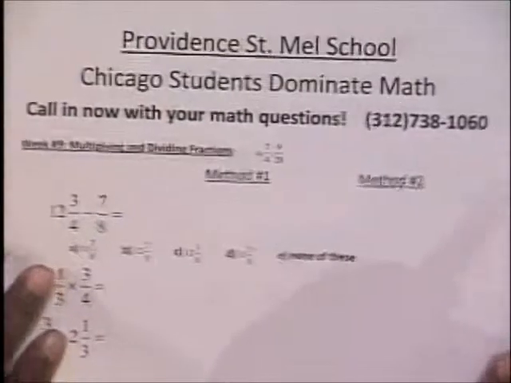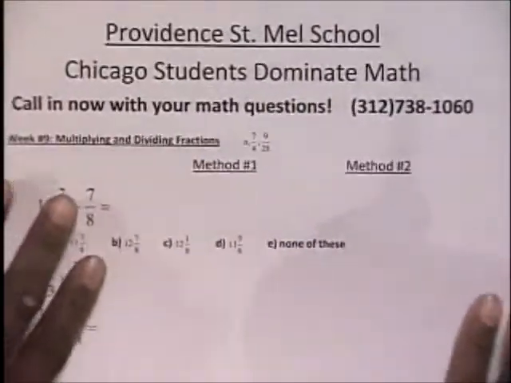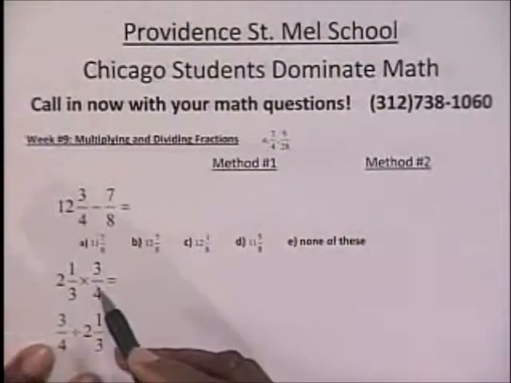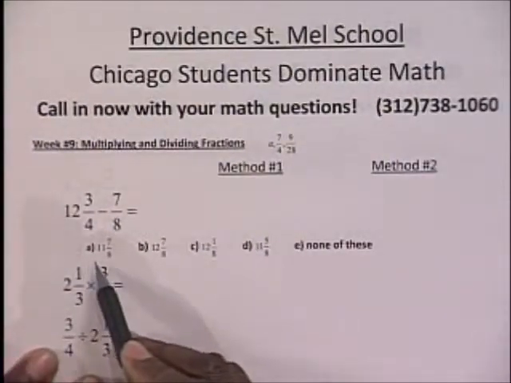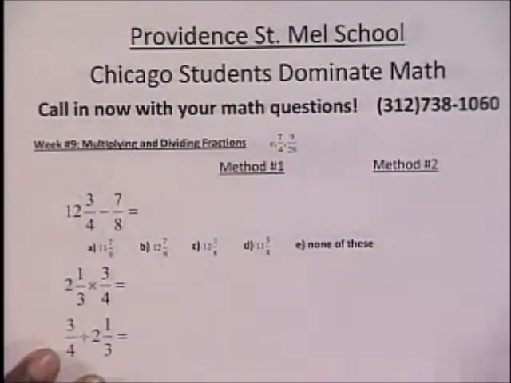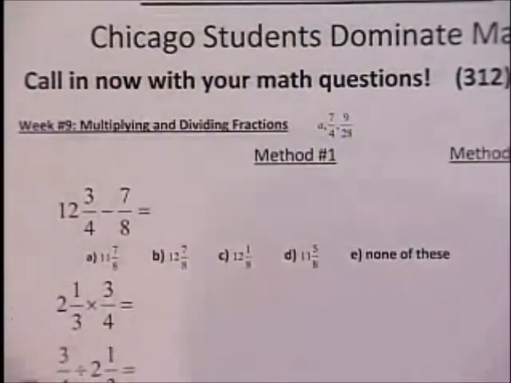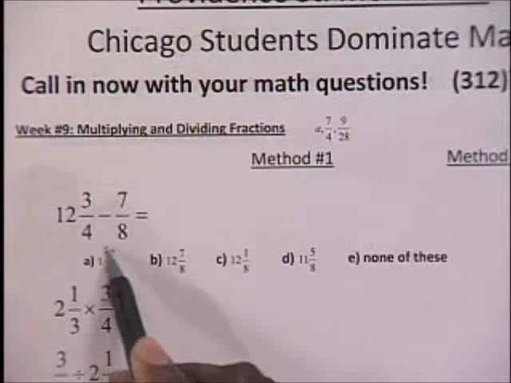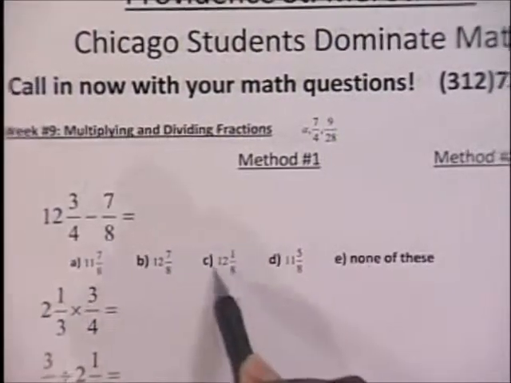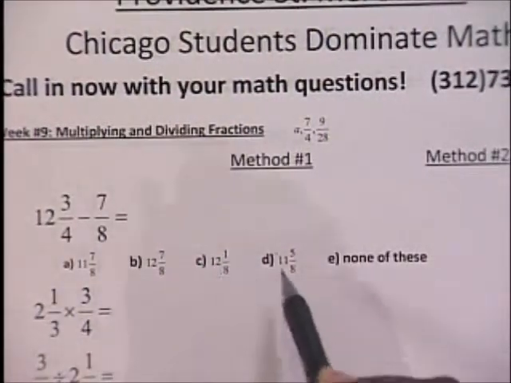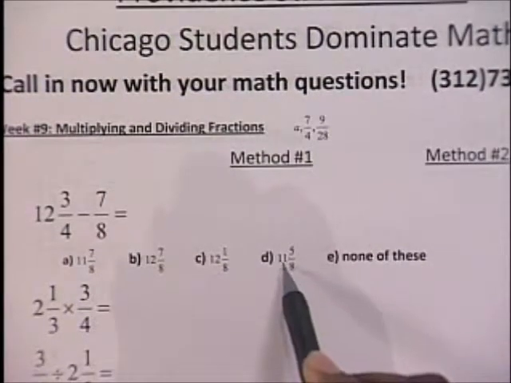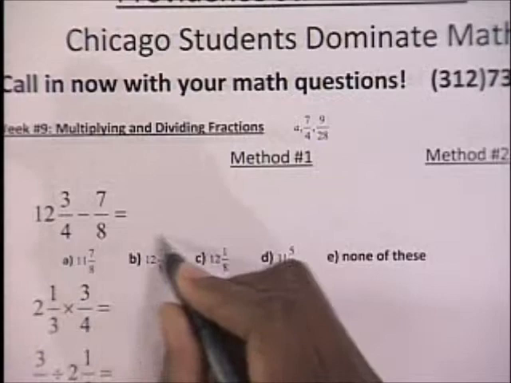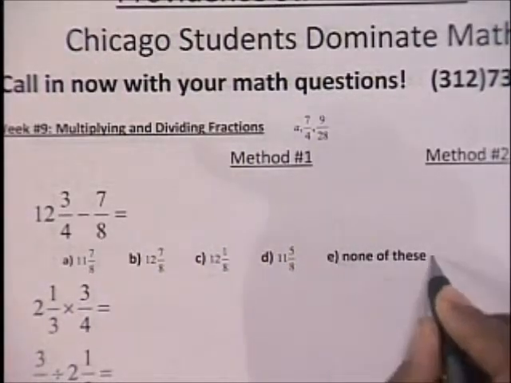I thought we would end this unit of adding and subtracting fractions with a multiple choice problem. You can't read these answers. Let me see if I can explode this a little bit. There we go. Hopefully that's a little bit better. One answer is 11 and 7/8. That's 12 and 7/8. That's 12 and 1/8. And that is 11 and 5/8. And you want to decide which, or none of these.